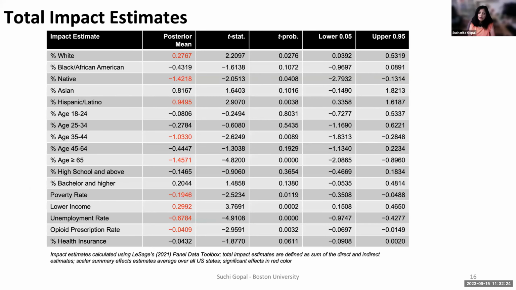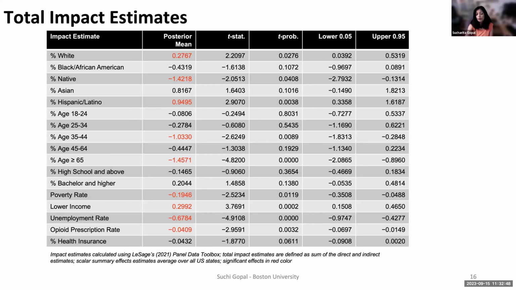And I will not go into this other than to say, this is a table which shows the posterior means which are significant in explaining the total impacts that are happening in terms of explaining the opioid mortality. Percent white, percent Hispanic, percent native, all of these factors are significant, and that's why they're all marked in red.